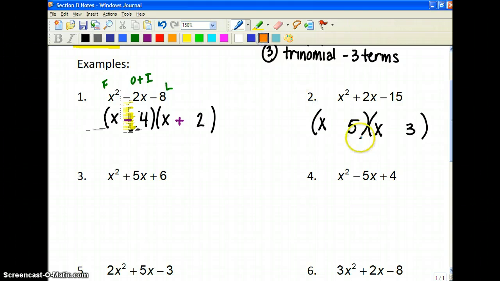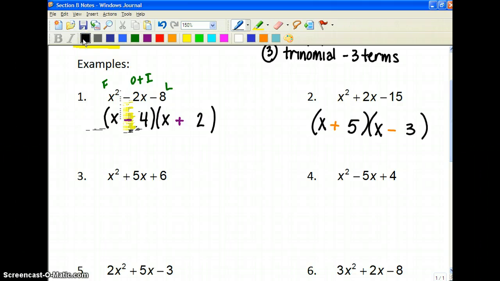Do the middle. That would be 5x and 3x. I want a positive 2, so I need to subtract 3. So I want to go minus 3 and plus 5. And I know that positive 5 times negative 3 is negative 15. So I have my last term correct as well. You always want to check it with your foiling. Okay, if you want to erase this when you're done, you can do that.